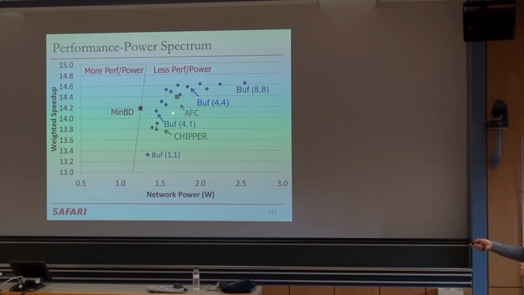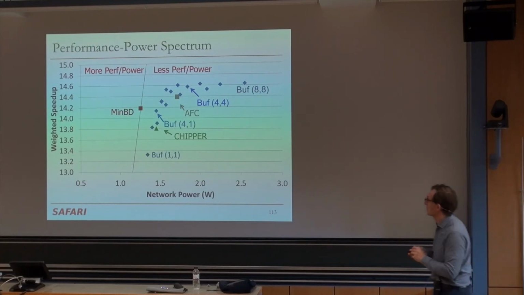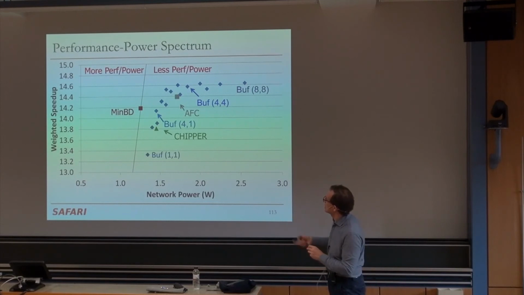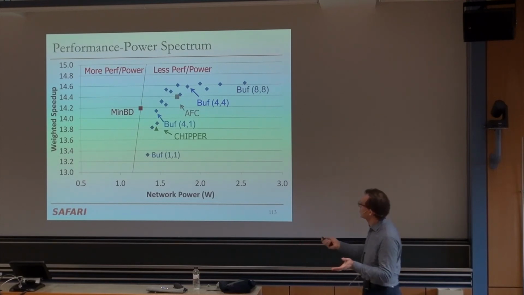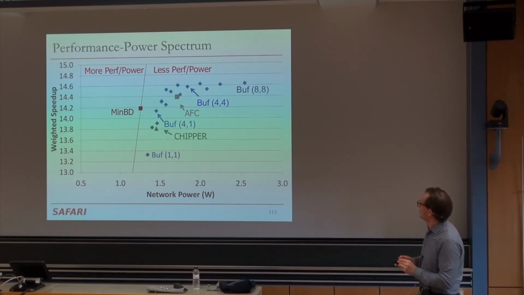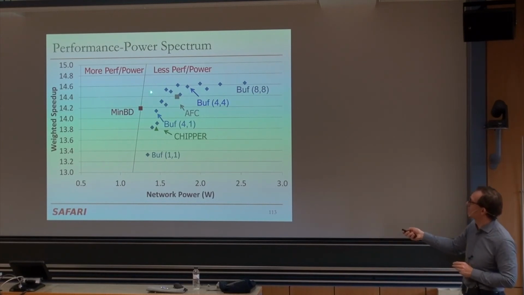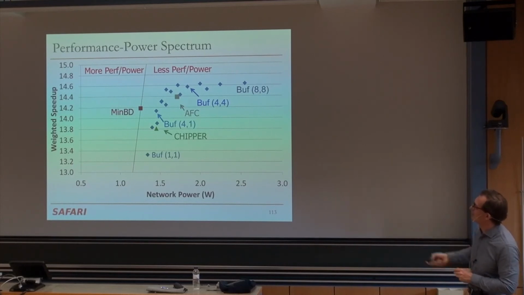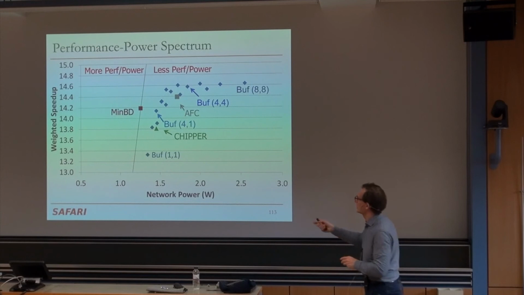This is AFC. And ideally, you would like to be on the Pareto curve over here, right? And MIMBD is actually over here, which is good. So its network power is low and its performance is high. If you want higher performance, essentially, you need to pay more network power. So this may be a good Pareto optimal operating space, but for relatively little performance improvement.